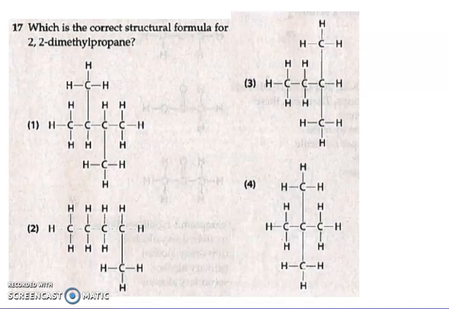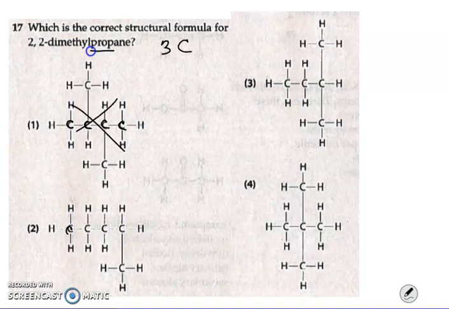17 says the correct structural formula for 2,2-dimethylpropane. So propane means they have to have three carbons, okay? And then 2,2-dimethyl means you're going to have two methyl groups on the same carbon. So we can look at this. So number one, we have 1, 2, 3, 4 carbons. That ain't it, because we're looking for 3 carbons.